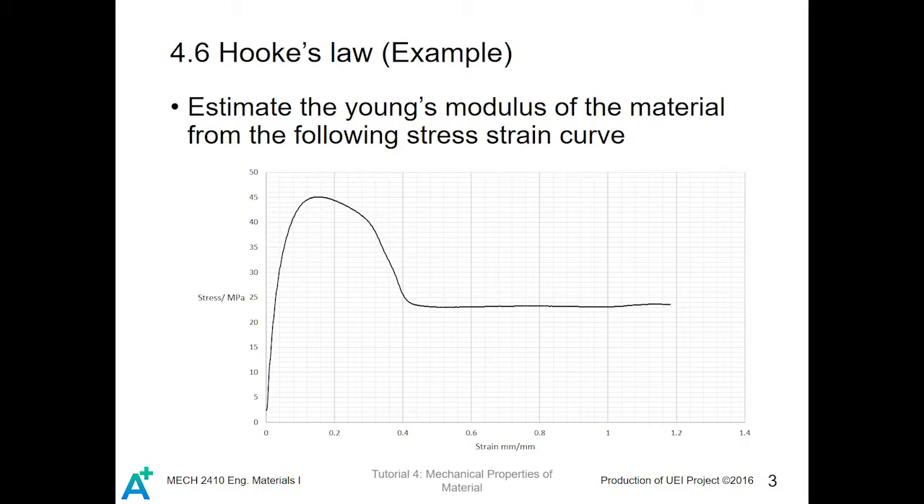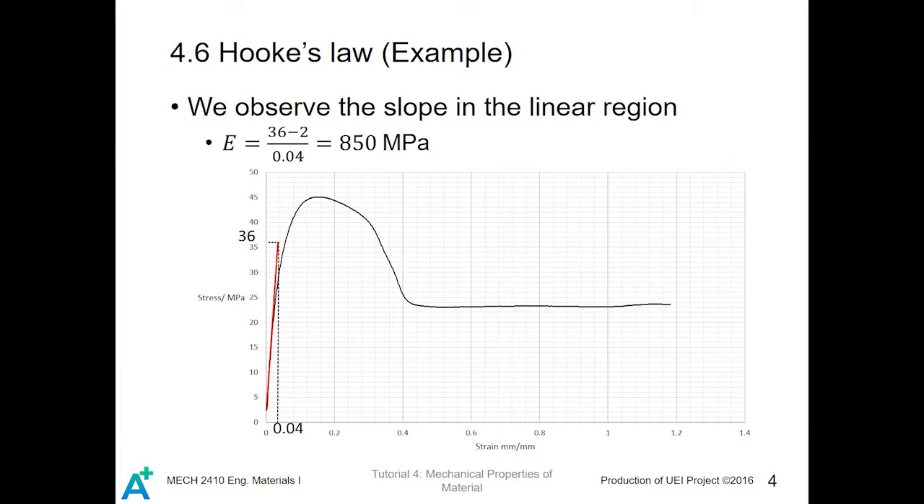Example: estimate the Young's modulus of the material for the following stress strain curve. The first thing we need is to identify the linear region. But again, we have already drawn it. And we try to calculate the slope in the linear region. By the readings shown here, we can calculate it. And E is equal to 850 megapascal.